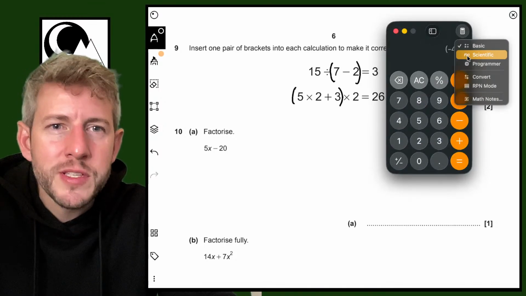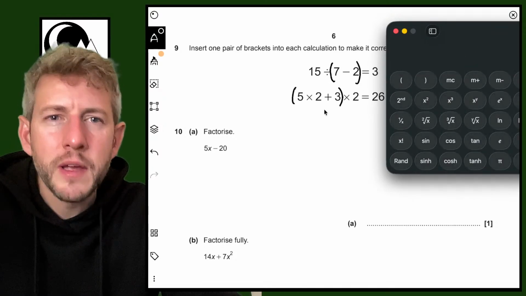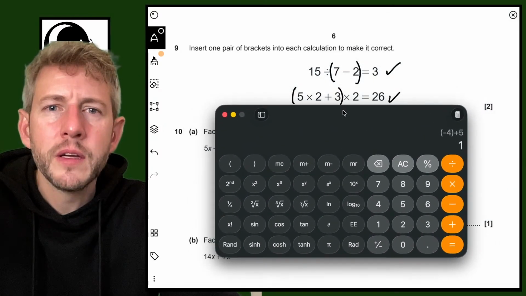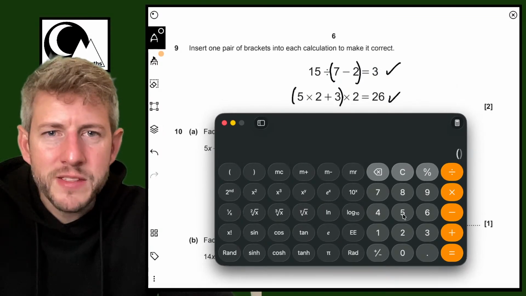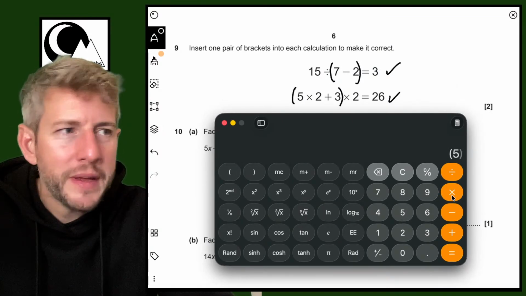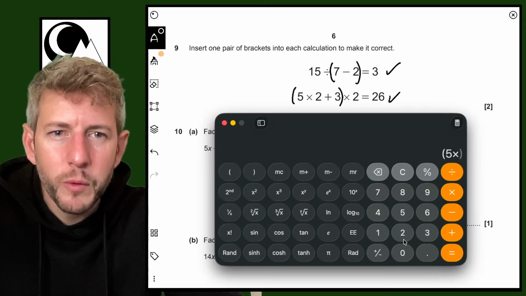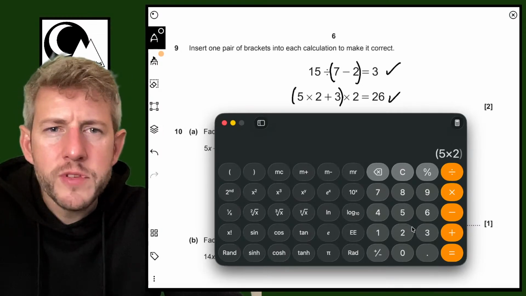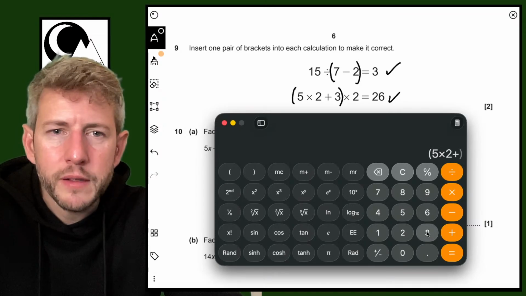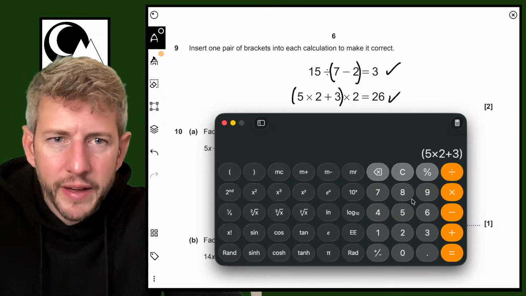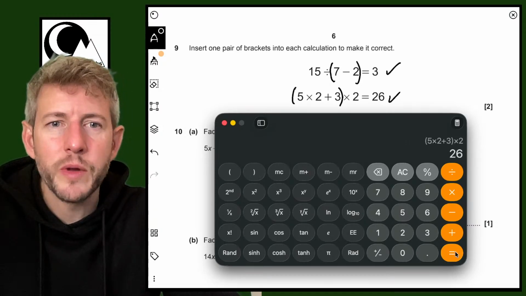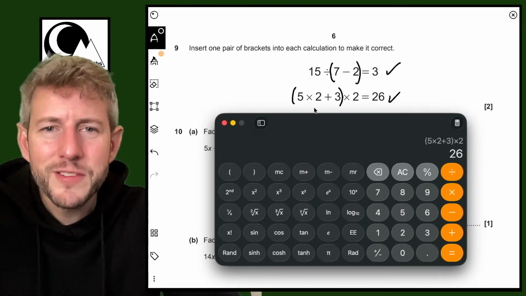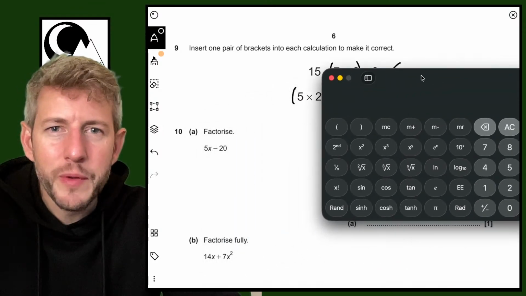Now, actually, with anything to do with BODMAS, we can test that we've got that correct on our calculator. If I just change to the scientific mode, let me move it over here. Let's check that it works, because if you've got your BODMAS correct, then the calculator should do exactly what you want. So we've got 5 times 2 plus 3, close the bracket, times 2, and if this is correct, this will equal 26. And it is correct. Perfect. So there we go.